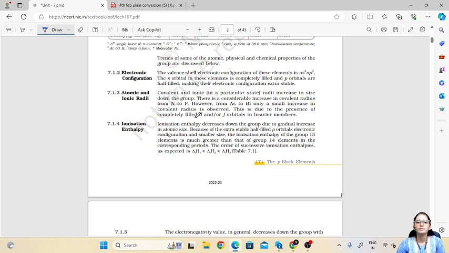Now this is due to the presence of completely filled d and f orbitals in heavier members. And why is there a contraction in radius because of these orbitals? Because d and f orbitals cause poor shielding, so that's why there is a contraction in the radius.